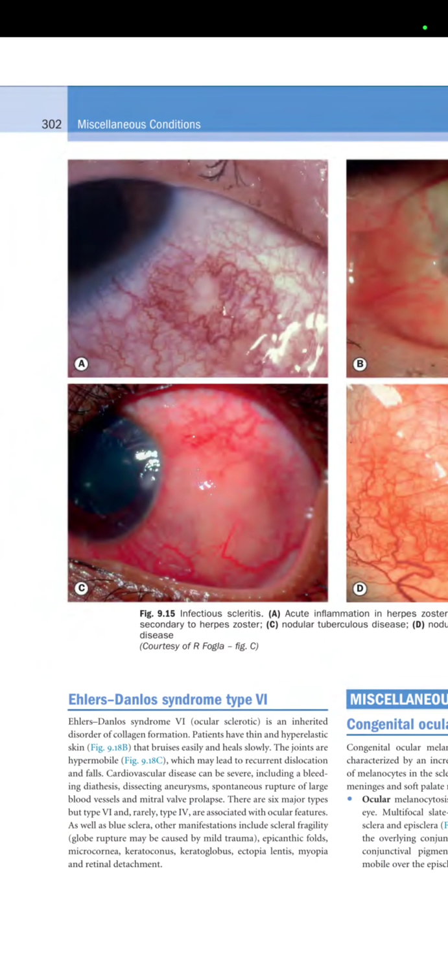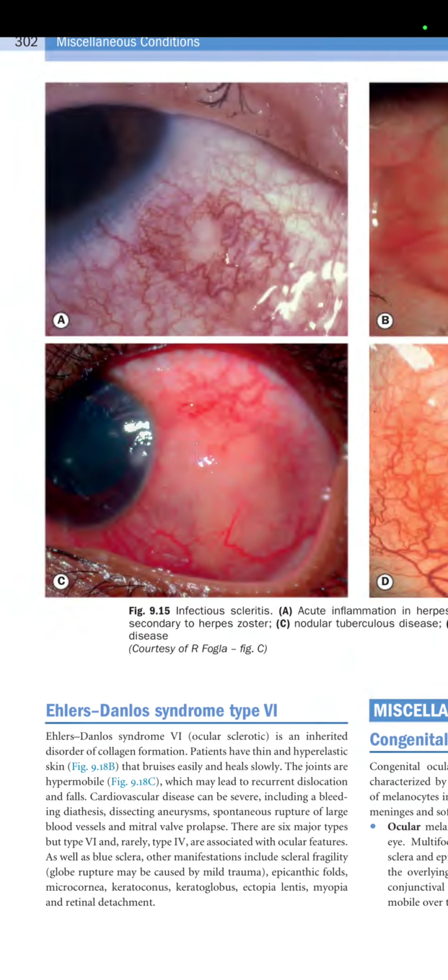Ehlers-Danlos syndrome type 6, ocular-scoliotic, is an inherited disorder of collagen formation. So it is also an inherited disorder of collagen formation. Patients have thin and hyperelastic skin that bruises easily and heals slowly. The joints are hypermobile, which may lead to recurrent dislocation and falls. Cardiovascular disease can be severe, including bleeding diathesis, dissecting aneurysm, and spontaneous rupture of large blood vessels, and mitral valve prolapse.